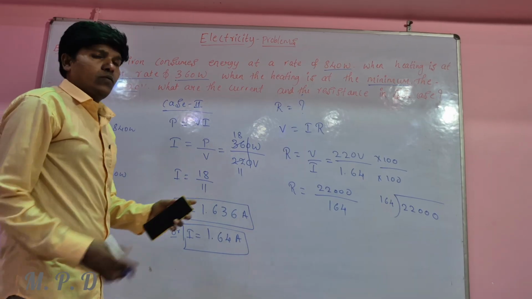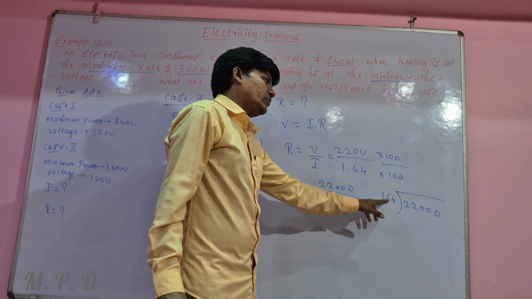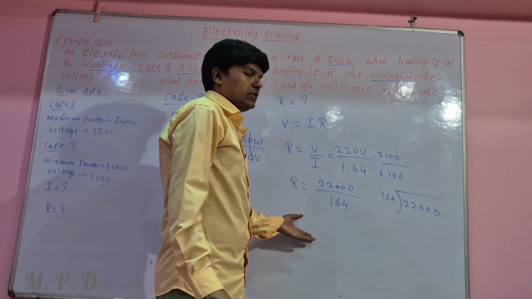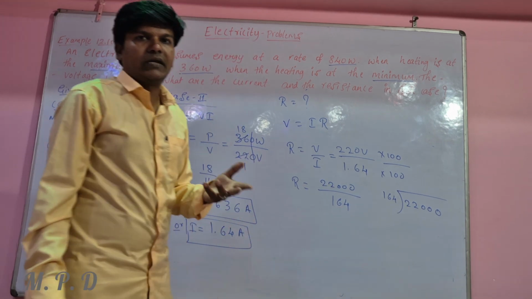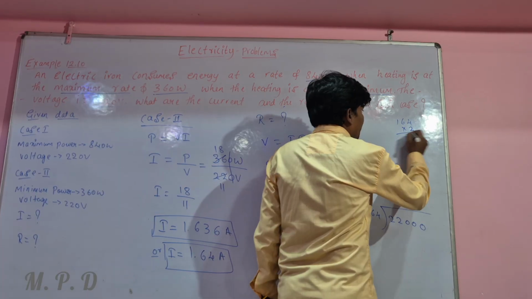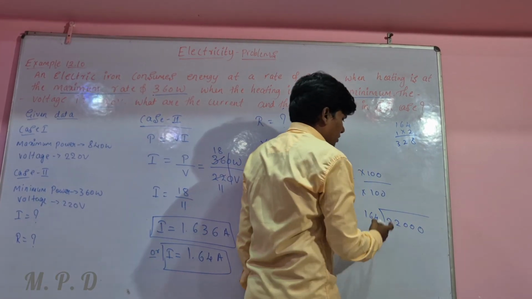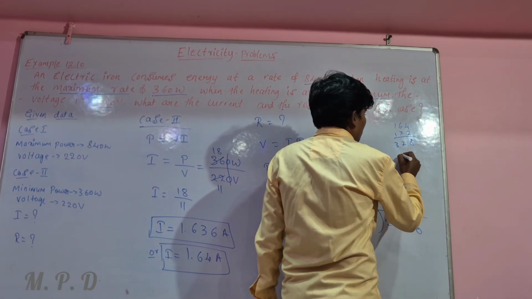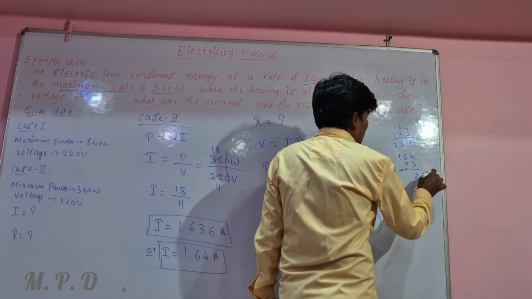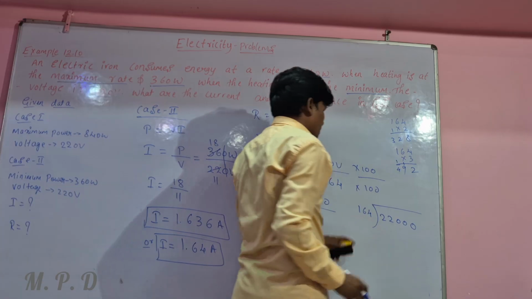And one more thing. You have to pause the video here and calculate yourselves. Then we will look at the answer and see whether both match, whether they are correct or not. 164 into 2 is 328. It will be higher. And 164 into 3 is 492. It will be clear then.